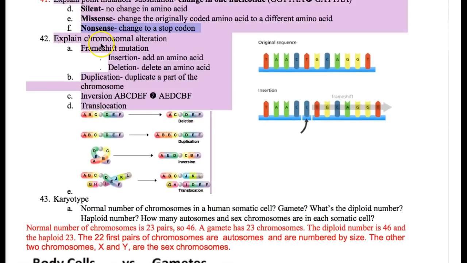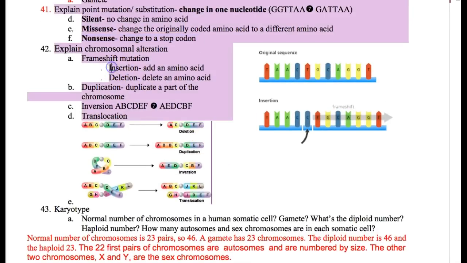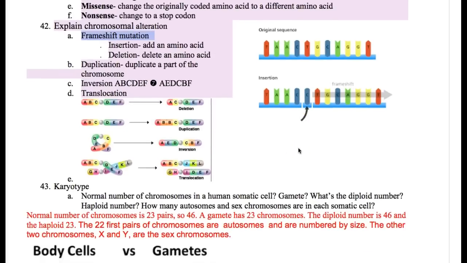The next one is chromosomal alteration. First, a frameshift mutation. If you insert a code, let's say right here, you add an extra one. Or if you delete one, instead of this one, you get rid of this C. We call that a frameshift mutation because when you're reading this code, you read TAA, CTG, right? But after you add this C, you're going to read TAA, CCT. Now your reading frame is shifted this way. That's why we call it a frameshift.